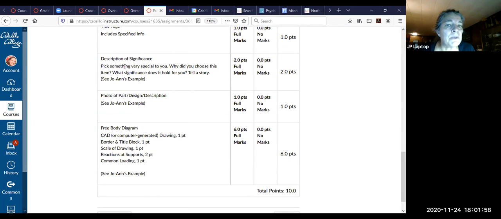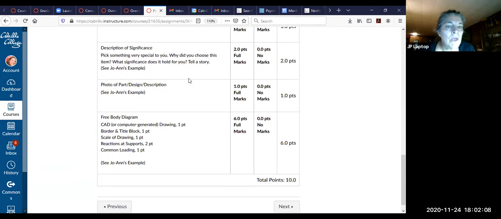Description of the significance. Pick something that's special to you. Why did you choose this item? What significance does it hold? Tell a story. Feel good during our little break. Photo of the item. I should say photo of the item. Description.